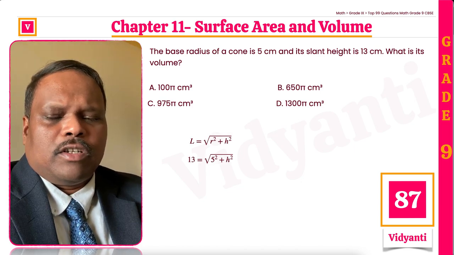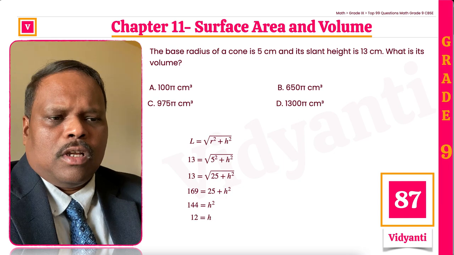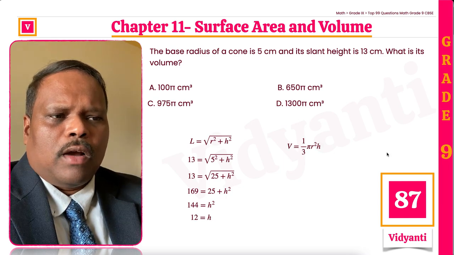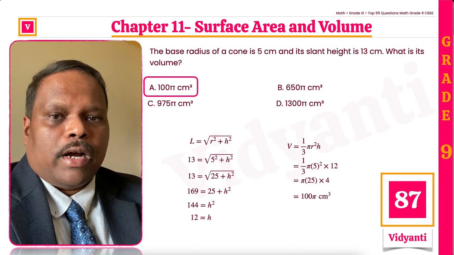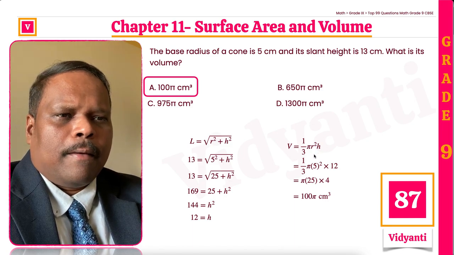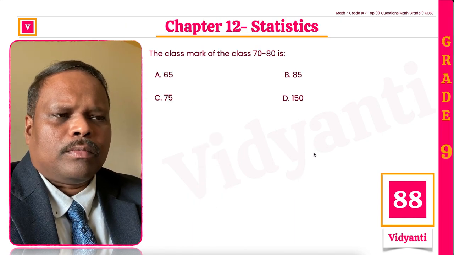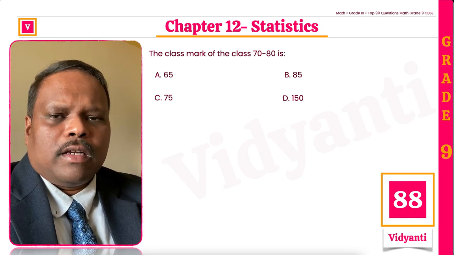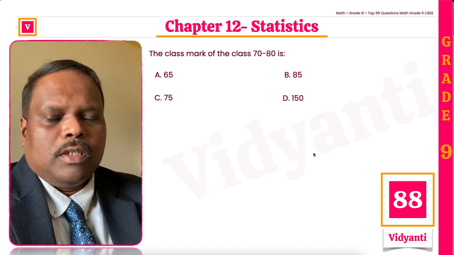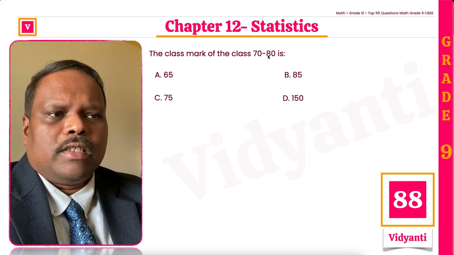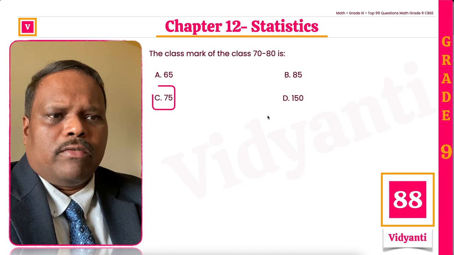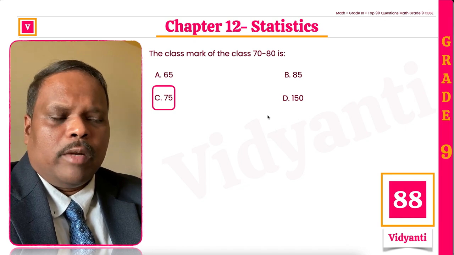Well, again it's a question of Pythagoras triplet, so h will come out to be 12, and they have asked us the volume. Now we have to substitute that height. The radius is already known, so if you substitute that, it will come out to be 100 pi centimeter cube. That's the volume. Next is class mark. Class mark is the midpoint of the upper limit and lower limit of a class interval. If the class interval is 70 to 80, the midpoint is 75 because it's simply the average or midpoint.